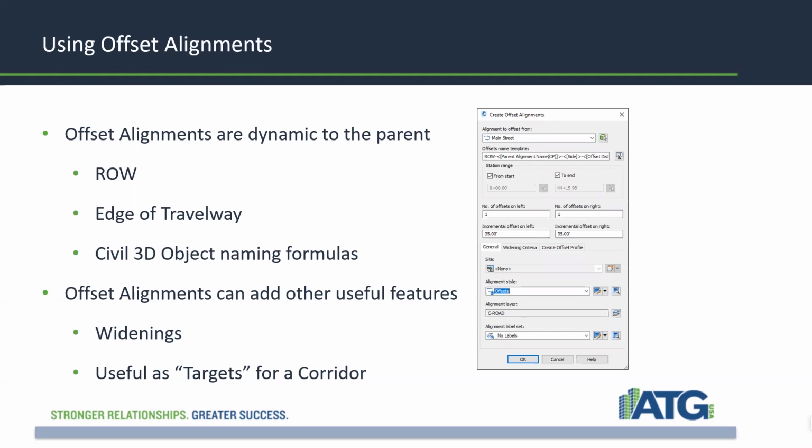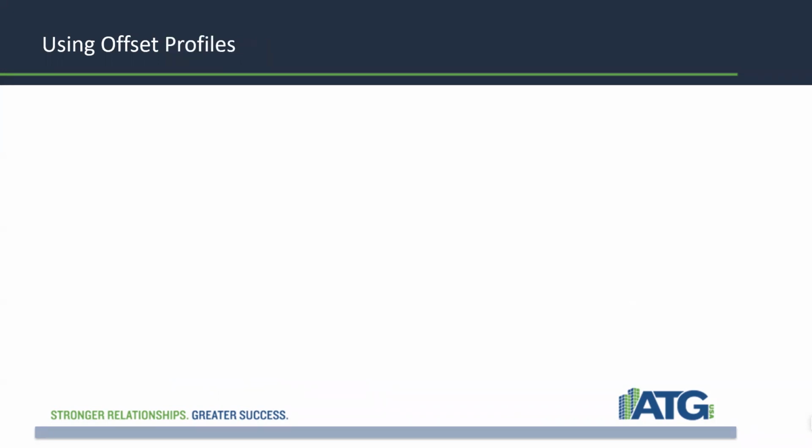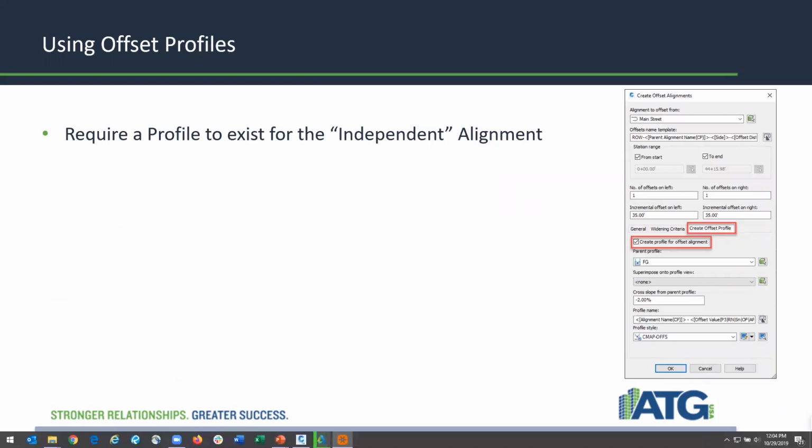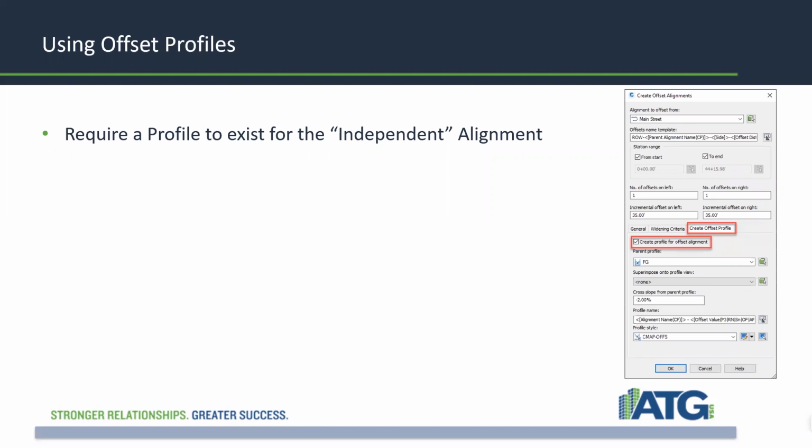When we're using offset profiles, we do have a few more things that we need to be aware of. First of all, we have to have a profile that exists for our independent alignment if we want to have an offset profile that is going to maintain that dynamic relationship. And it's very important, I can't stress this enough, you have to create that offset profile when you create the offset alignment.